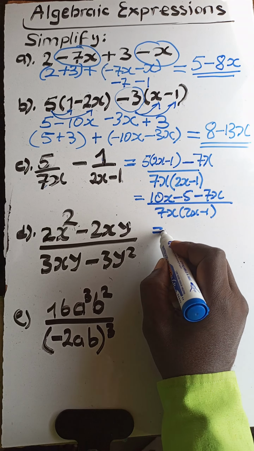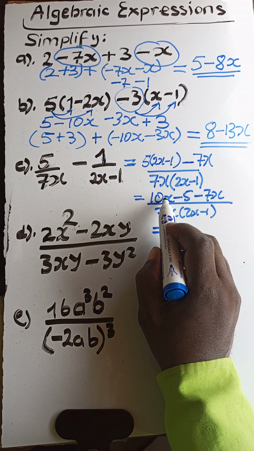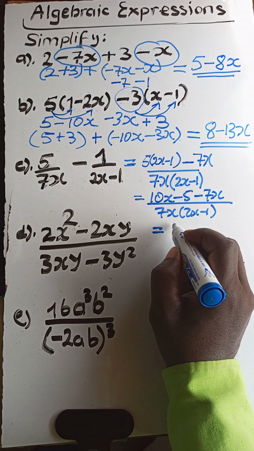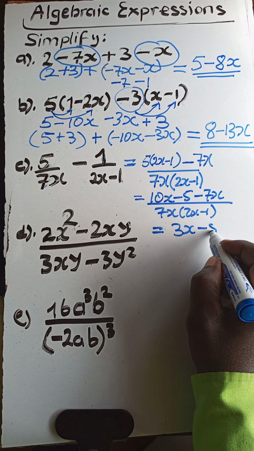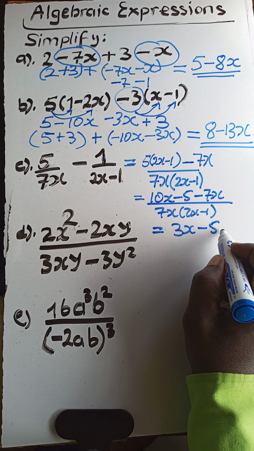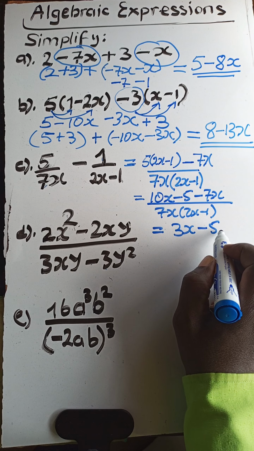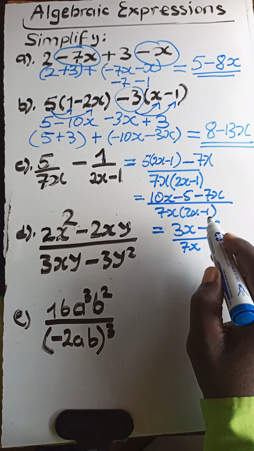Now what do we get? We bring like terms together. This is an x term, this is another x term. So we just say 10x minus 7x is going to be 3x. Then minus 5. Look at it, 5 does not have x, so you don't go and say 3 minus 5. Here we have x, here we don't have x. All over our LCM, the same LCM that we had up there.